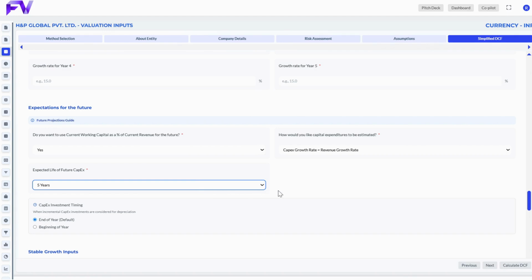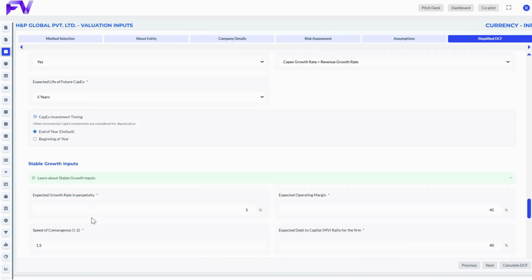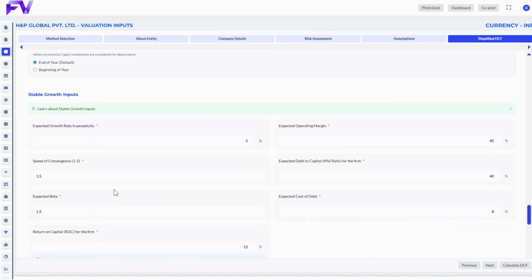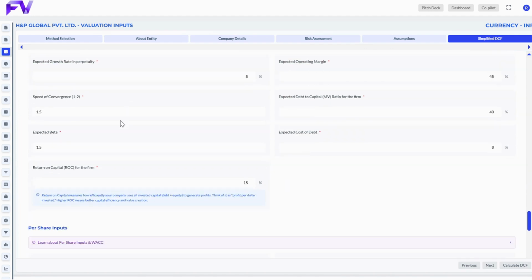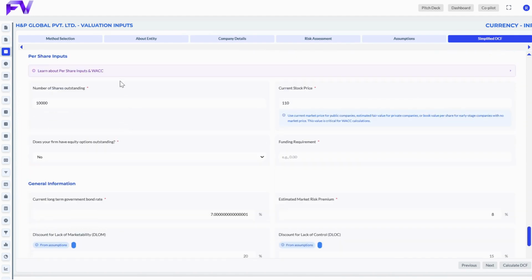Finally, choose the CapEx investment timing, either at the end of the year by default or at the beginning of the year if preferred. In the Stable Growth Inputs section, enter your assumptions for long-term steady growth, including revenue, cost, and reinvestment rates. In the Per Share Inputs section, enter details like shares outstanding, stock price, and equity options, data to accurately calculate valuation metrics and WACC. Alright, now click on Calculate DCF to proceed.